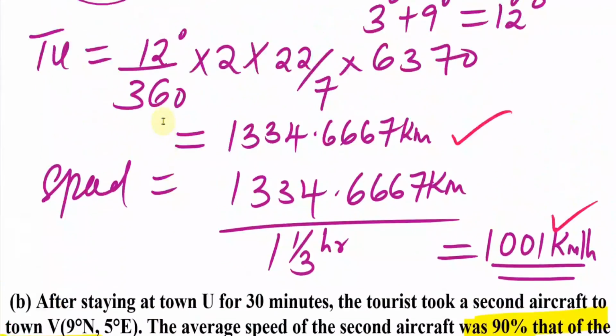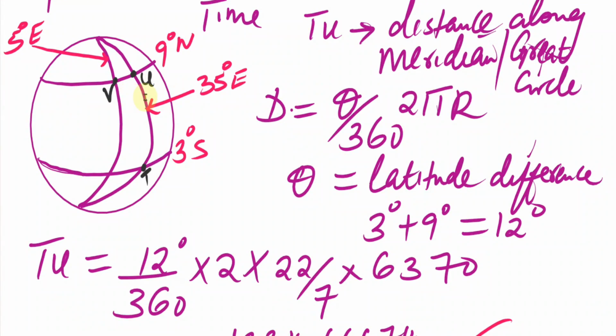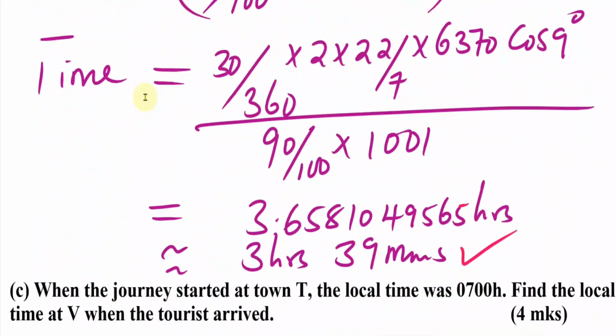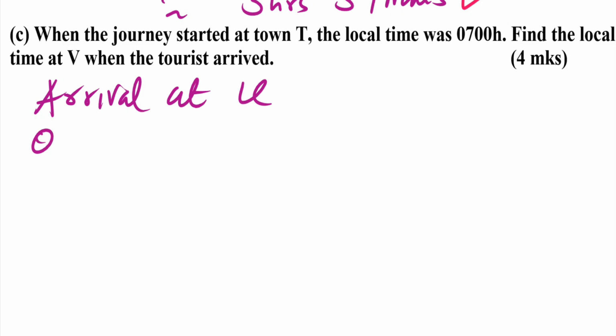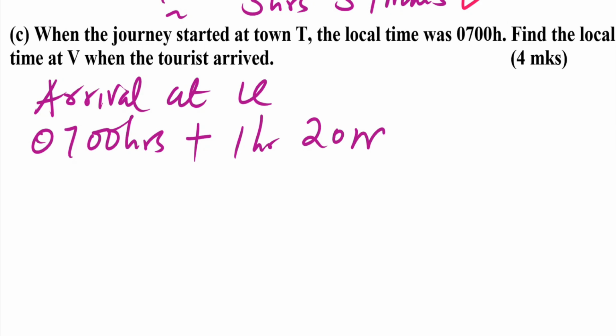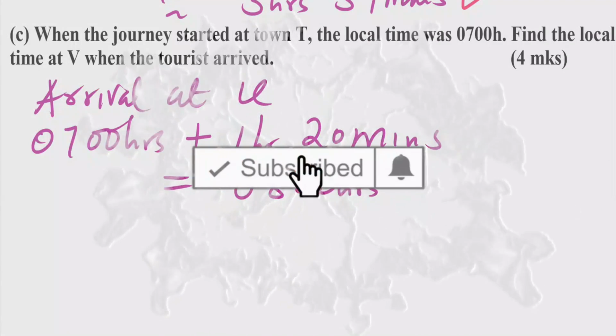So from T to U, the journey was given to take 1 hour 20 minutes. So if the journey started at 0700 hours, from T to U, 1 hour 20 minutes was taken. That is to arrive at U. So arrival at U was 0820 hours. Then departure at U.